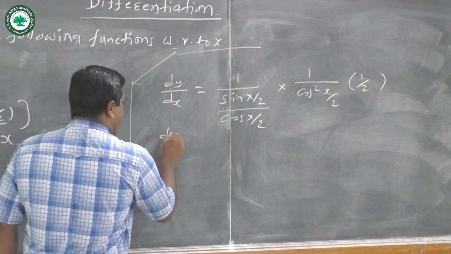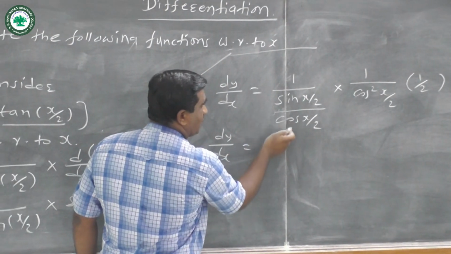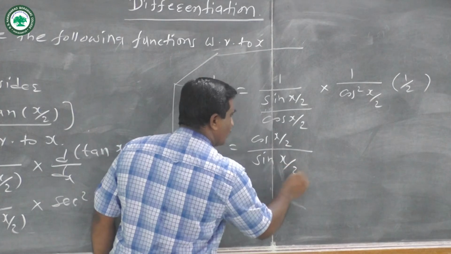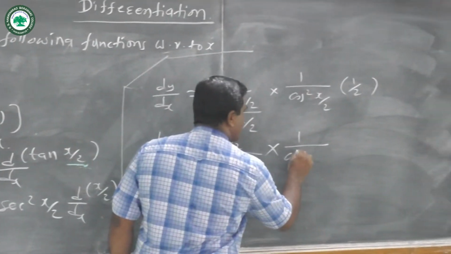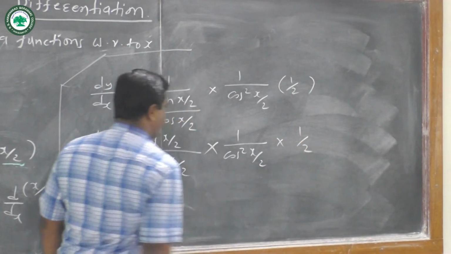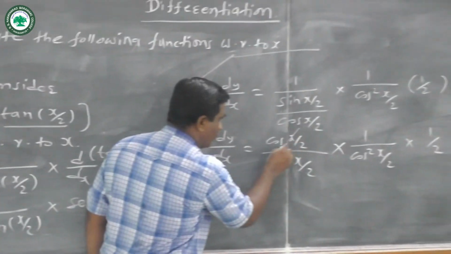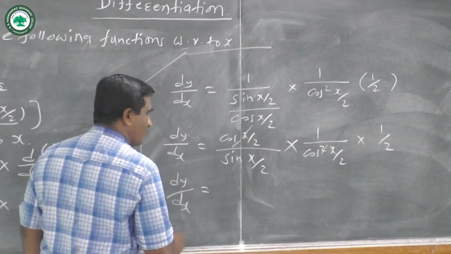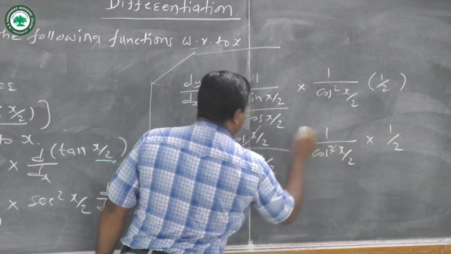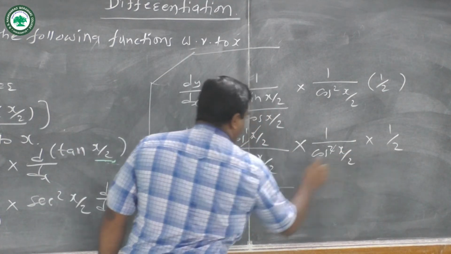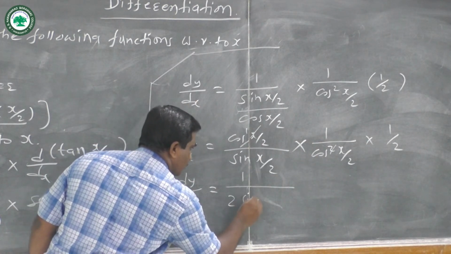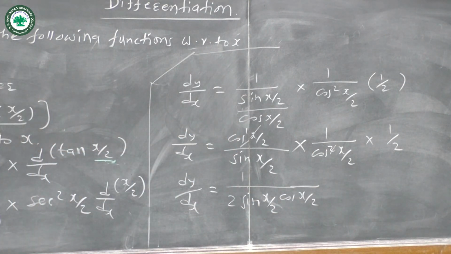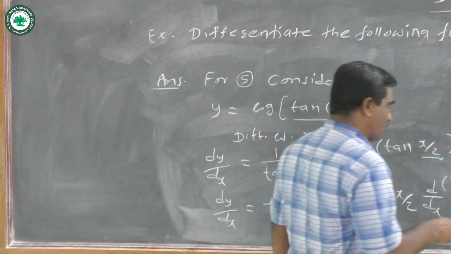Okay. Now here dy by dx equal to, taking the reciprocal of this denominator term, cos of x by 2 upon sin of x by 2 into 1 upon cos square x by 2 into 1 by 2. Here cos x by 2 upon cos x by 2 cancels out, and remains only dy by dx is equal to 1 upon 2 into sin x by 2 into cos x by 2. And we know that 2 into sin x by 2 into cos x by 2 is equal to sin x.